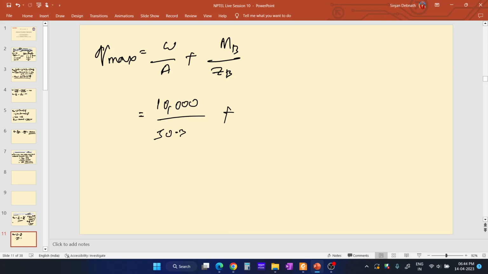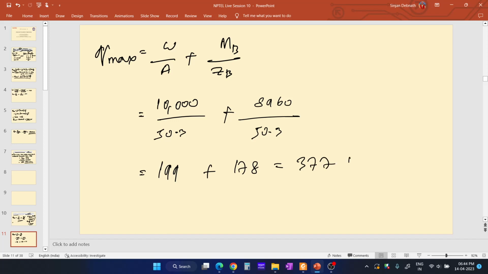What is the MB? The moment at the base of the wall due to unbalanced force, it is 8960. And what is ZB? That is the polar moment of inertia. It is 50.3. Now if you calculate this, Q max comes out to be 199 plus 178, so Q max is 377 kilonewton per meter square.